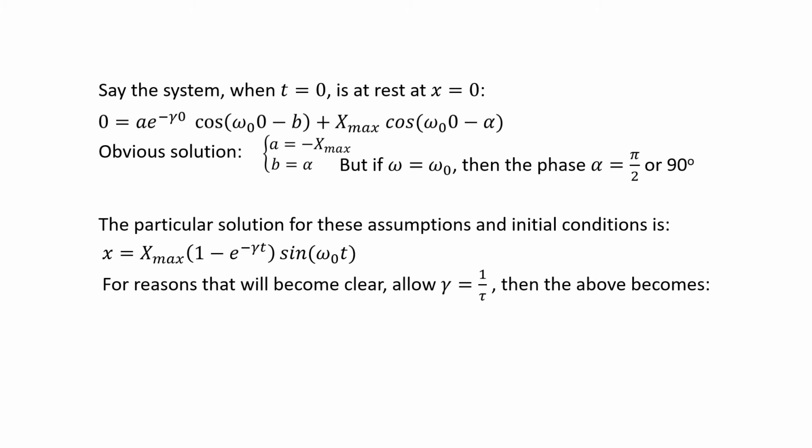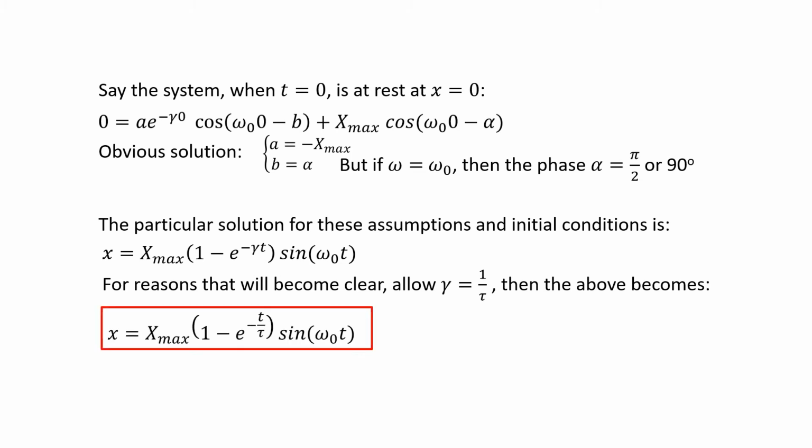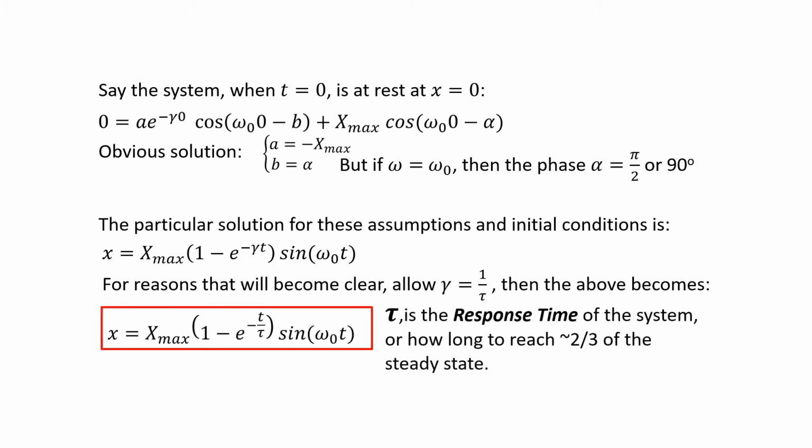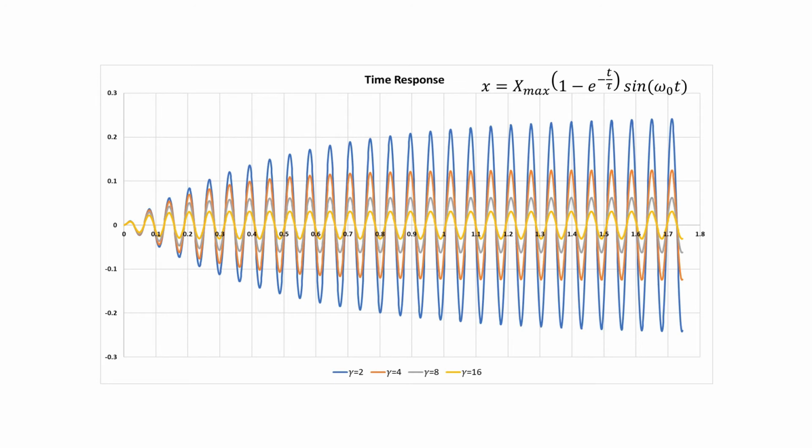For reasons that will become clear, allow gamma to be 1 over tau. Then the above becomes... Tau is the response time of the system, or how long to reach 2/3 of this steady state, approximately 2/3. Let's plot the solution for several values of gamma, or tau.